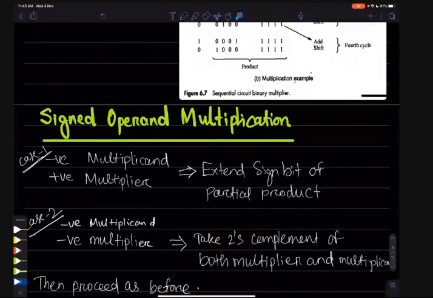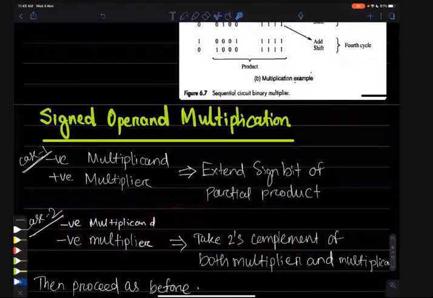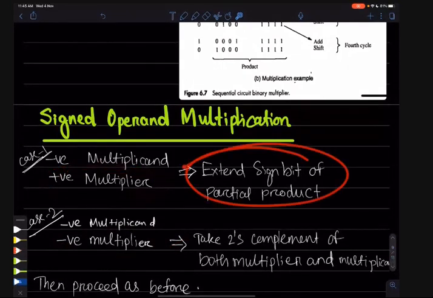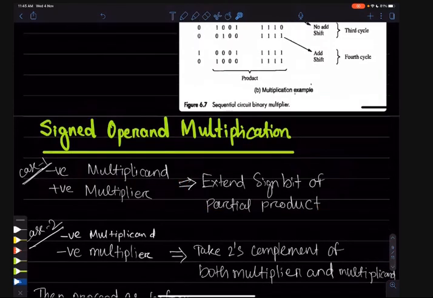If we take the 2's complement of the multiplier, we will also see what is the sign of the multiplicand. If the sign of the multiplicand is positive, then leave it as it is. If the sign of the multiplicand is negative, take the 2's complement of it. Case 2 is very easy. Whenever the multiplier is negative, take the 2's complement of both. But if the multiplier is positive, take only the sign bit extension. Extend the sign bit of the partial product.